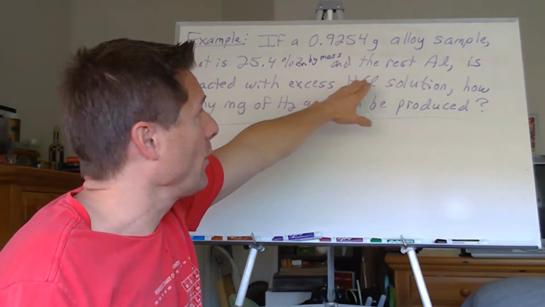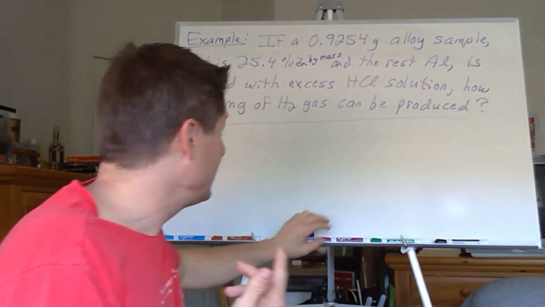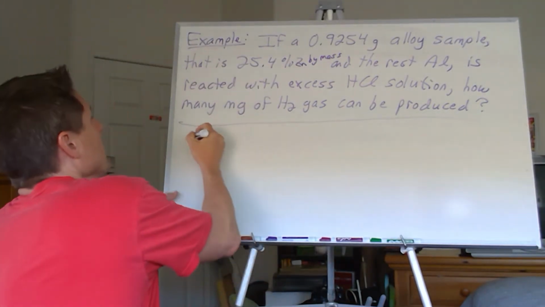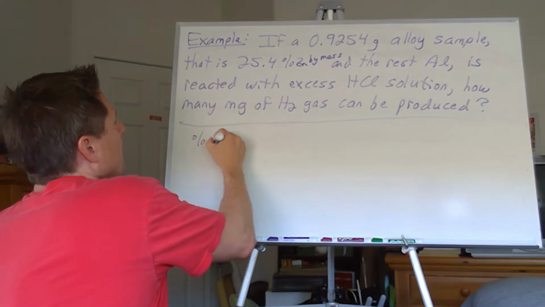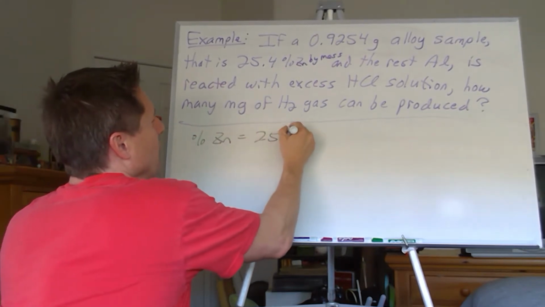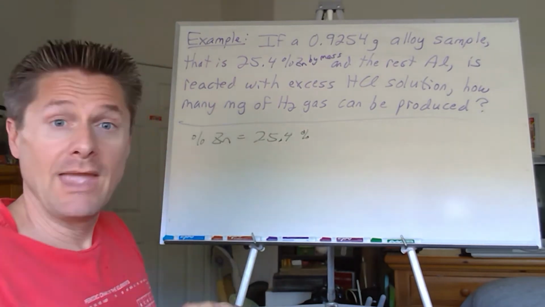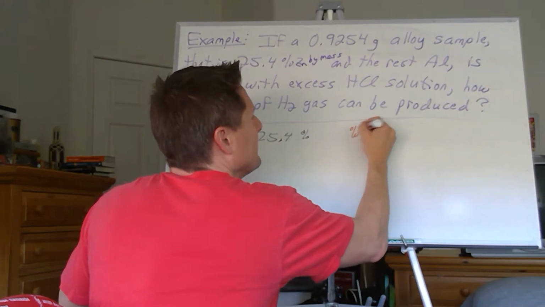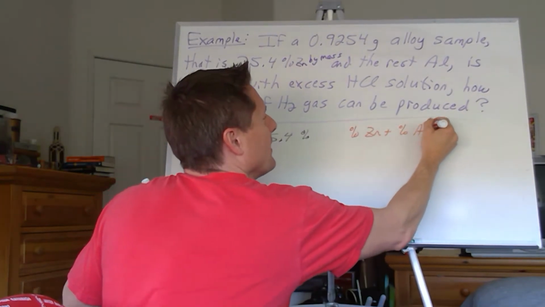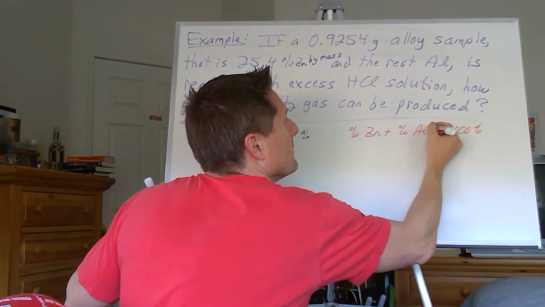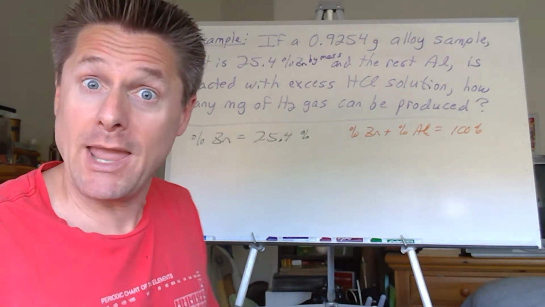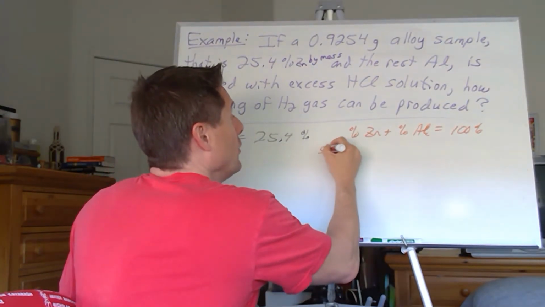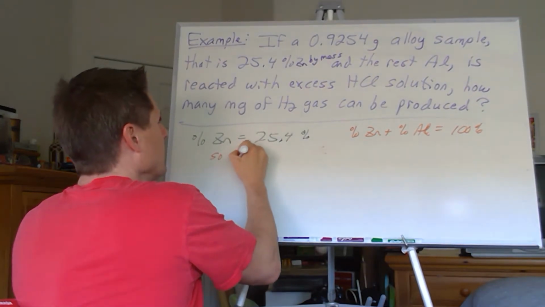So first, let's figure out what the percentage of aluminum is. You could probably do this in your head, I would hope. We know the percent of zinc is 25.4. And we know there's only two metals, so the percent of zinc plus the percent of aluminum should be 100, right? Very common. We did this with isotopes back in one of the earlier chapters. So we can calculate the percent of aluminum.